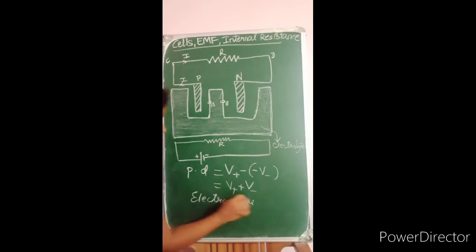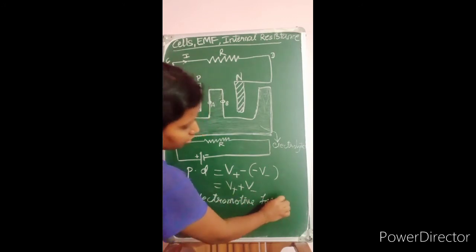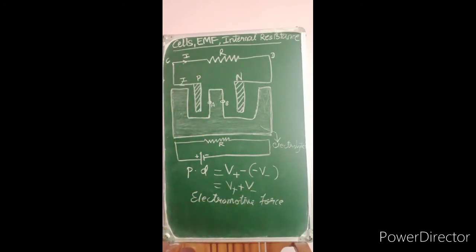Electromotive force of the cell, or EMF of the cell, is denoted by the small letter E. That is equal to V plus plus V minus. This value is always greater than or equal to 0. Right? This is the electrolytic cell.